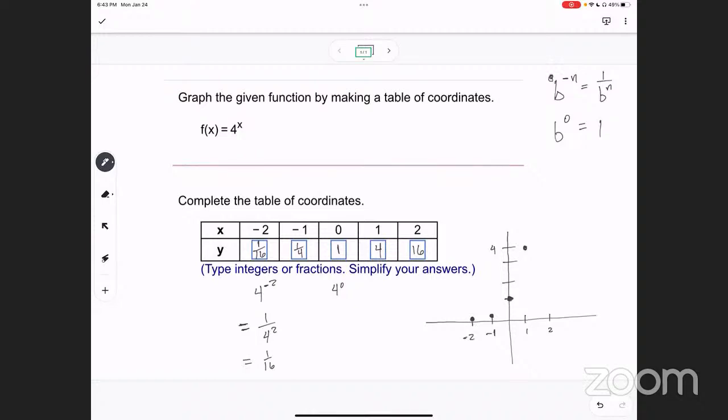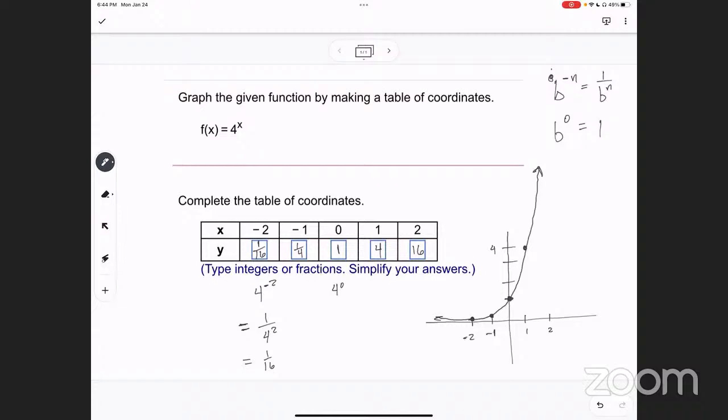So this is what an exponential graph looks like. It goes through 0, 1, and then it goes exponentially up like that. That's what an exponential graph looks like in general when your base is bigger than 1.